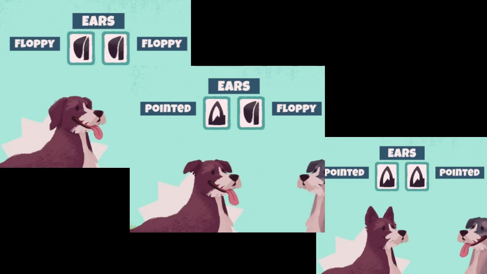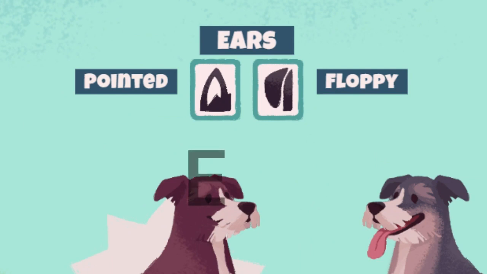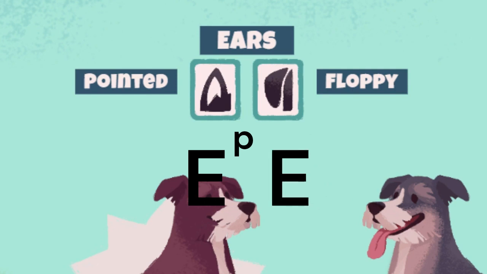Instead of representing them with capital and lowercase letters, we use superscript letters. Superscript letters are small letters added on the top right side of a regular letter. Here we use the letter E for ears. We will use a superscript P for pointed ears. And we will use a superscript F for floppy ears.